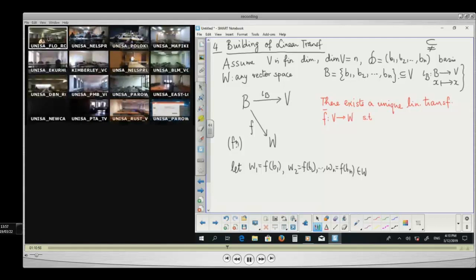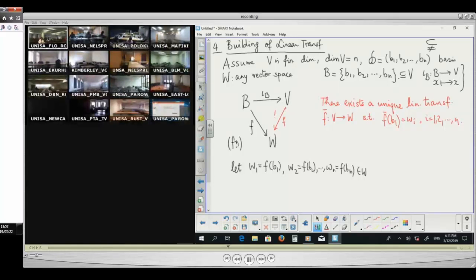So what does this mean? There exists a unique linear transformation here. And what is F bar composed with iota B? This is, I'm saying, equal to F. That's exactly the n equations. Why? Iota B is defined on B1. Iota B of B1 is B1, so F bar of B1 is F of B1, which is W1. F bar of B2 is W2, and so on, right? So that's actually what this computes.